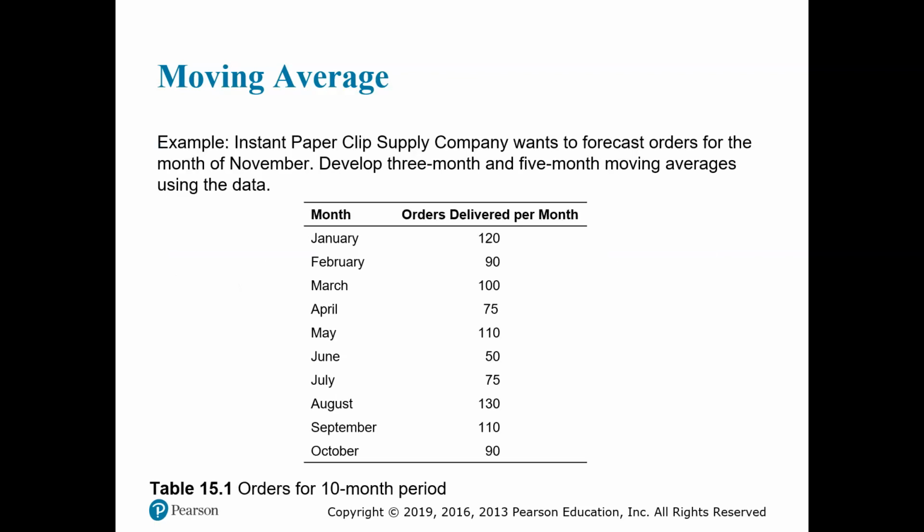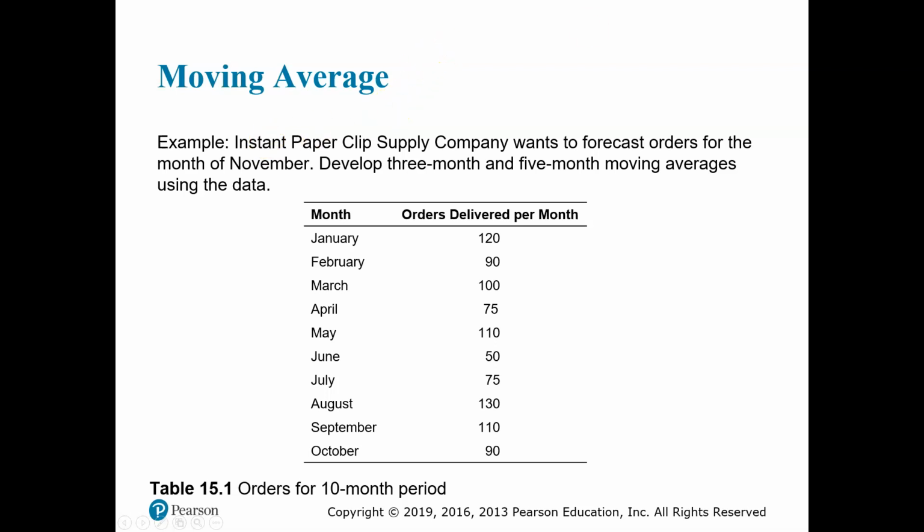We can take a look at an example. In this slide, we're going to go into Excel here, but this is a paper clip supply company that wants to forecast orders for the month of November using the first 10 months of data. We're going to develop a 3-month and a 5-month moving average using that data.